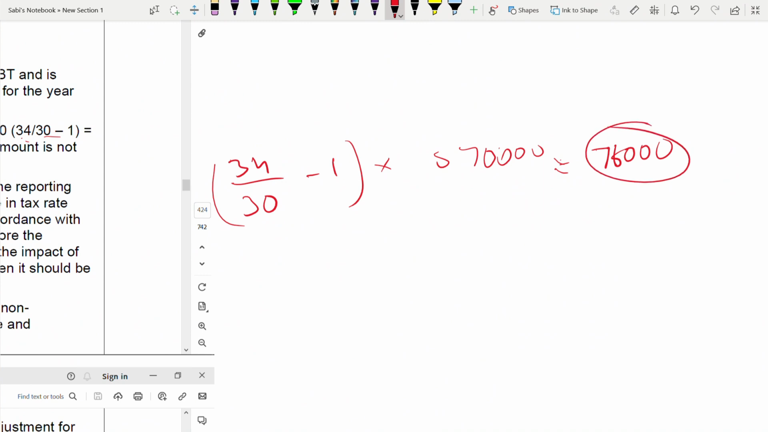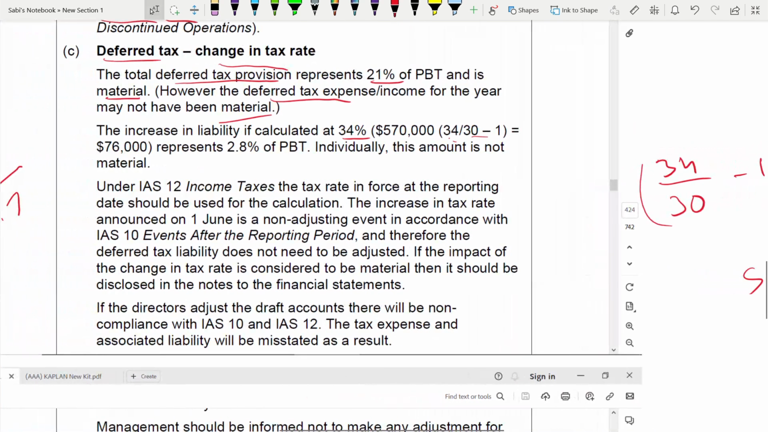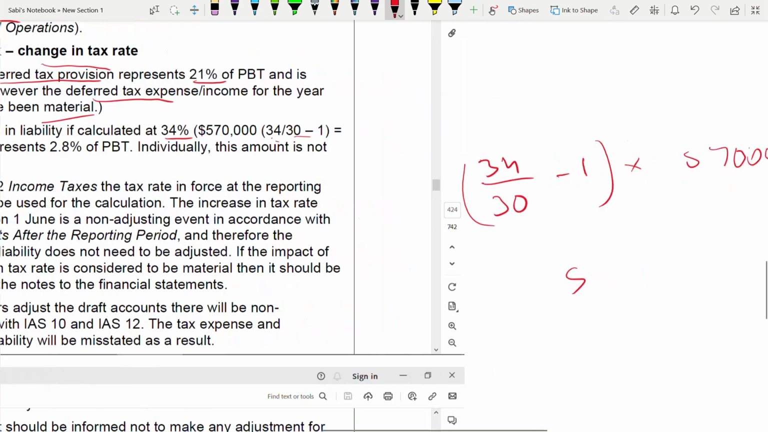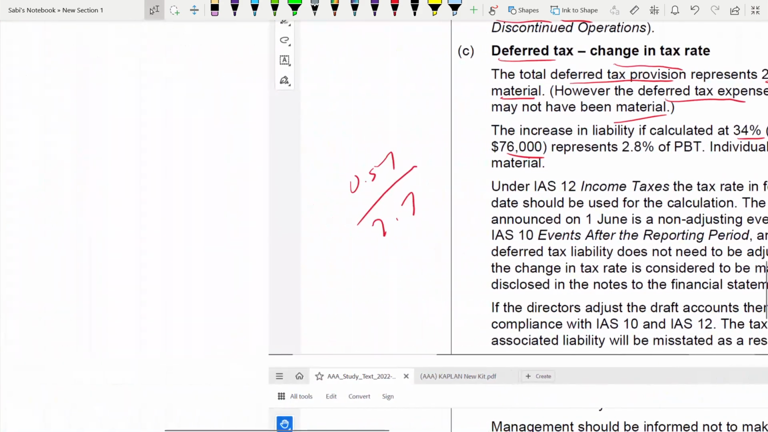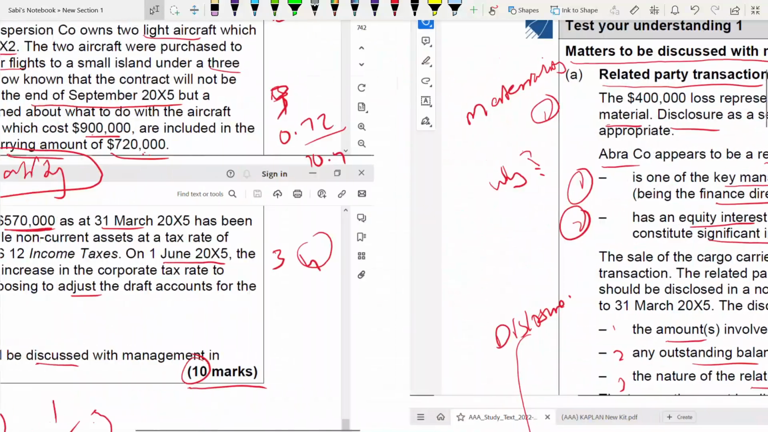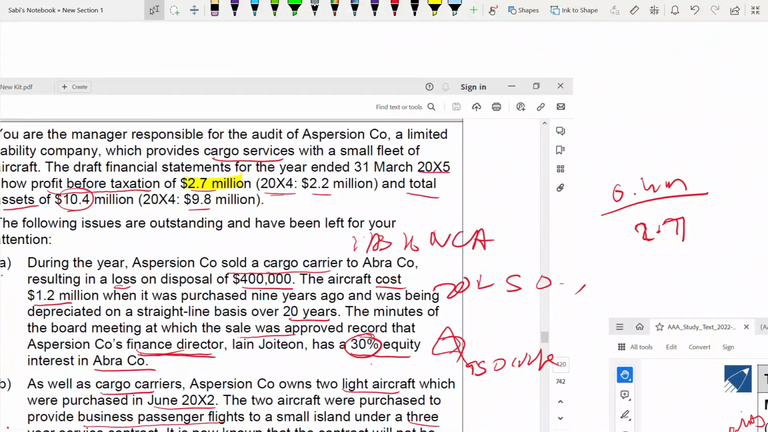This is basically you're finding the increment, not the increased amount, the increment amount only. That means from 570, you need to increase it by 76,000 more. The change is 76,000. And if you take this 76,000 against profit before tax, which is 0.76, divide by what is the profit? It's 1.4, I think. Wait, I highlighted it. 2.7, 2.7.